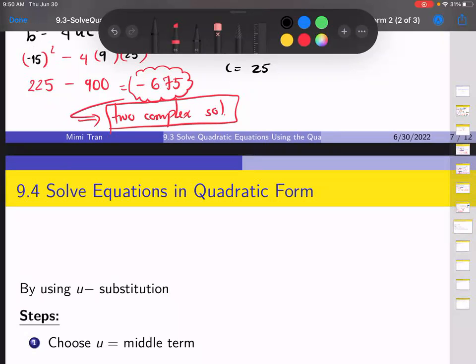What does that mean, in form? That means it looks like a quadratic equation, but it's not quite. For example, let me give you a quadratic equation: x squared minus 4x plus 5 equals 0. You say that's a quadratic equation, yeah?